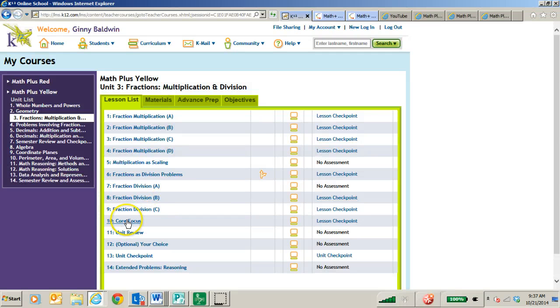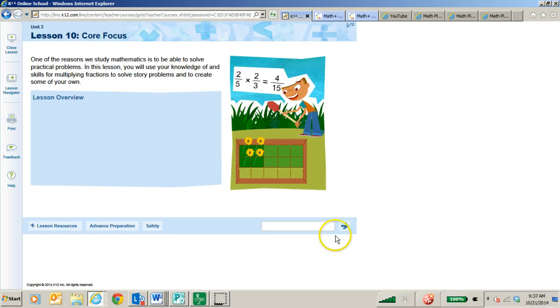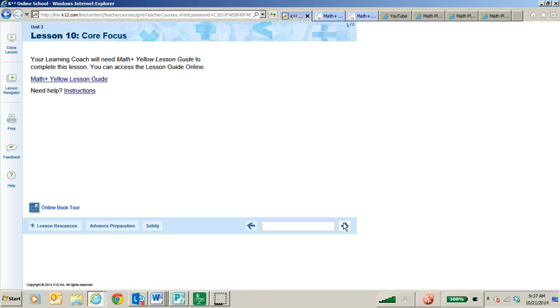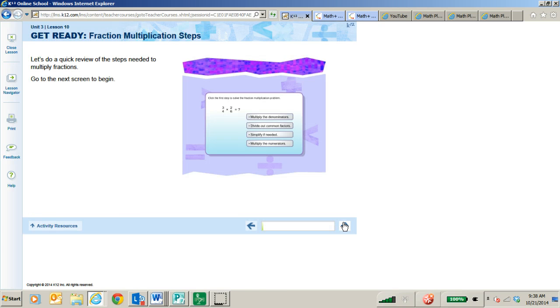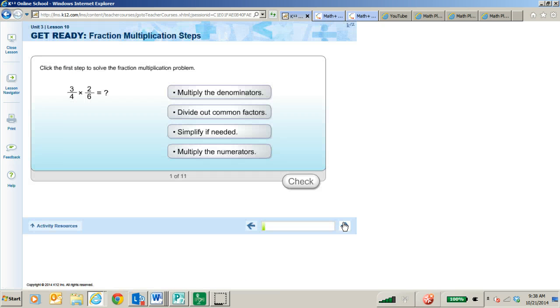Now we're moving into Lesson 10, the core focus of Unit 3. And this lesson kind of combines things that you've learned throughout the unit. There are some things that I want to encourage you to focus on, and there's some others that you can review that aren't necessarily the most important things. For instance, right here it talks about the fraction multiplication steps.